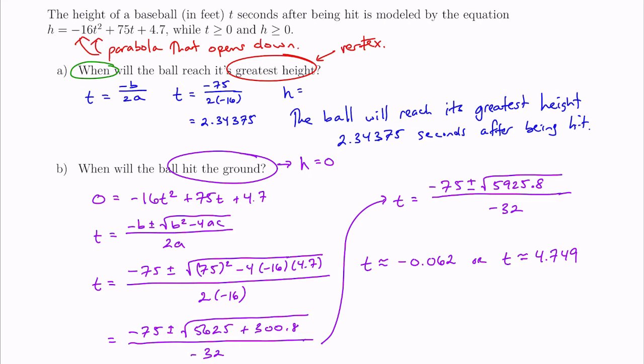4.749. Recognizing that the t value is telling us how long since the ball has been hit, a negative value would represent some time before the ball was hit, so that answer does not make sense in context. So to answer the question, when will the ball hit the ground? The ball will hit the ground about 4.749 seconds after being hit.